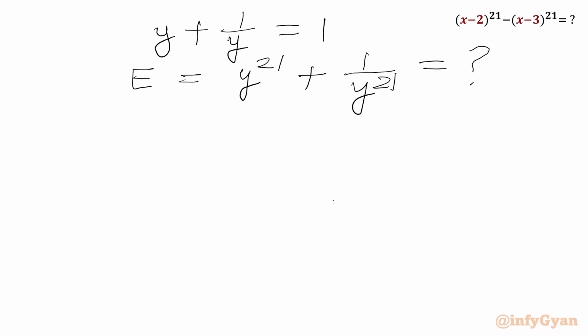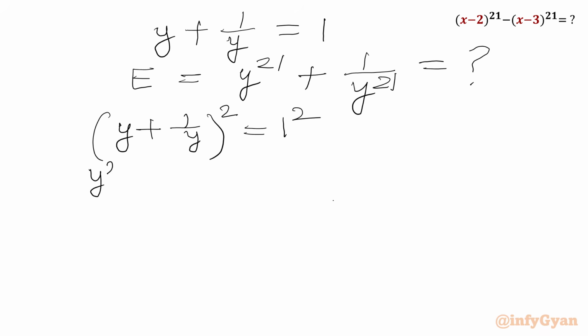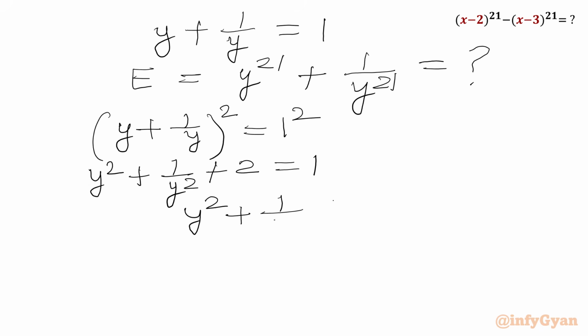Now I'll be squaring both sides. So (y plus 1 over y) whole square will be equal to 1 square. Let's use the (a plus b) whole square identity. We will get y square plus 1 over y square plus 2 equal to 1. So from here we'll write y square plus 1 over y square equal to 1 minus 2, which is minus 1.